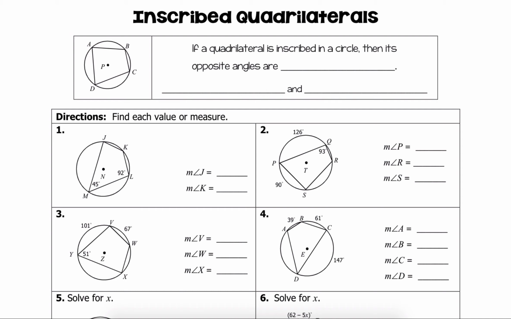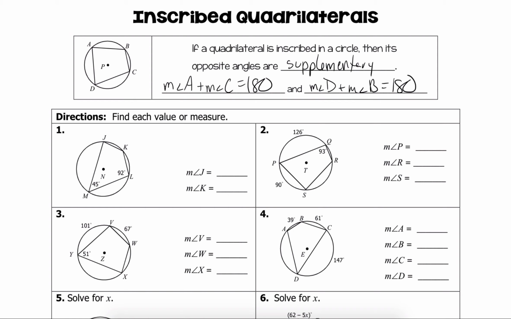So if a quadrilateral is inscribed in a circle, then its opposite angles are supplementary. We know that supplementary means adding up to 180, right? We've done that all year since chapter 1. So in this picture, the opposite angles are A and C and B and D. That means the measure of angle A plus the measure of angle C equals 180, and the measure of angle D plus the measure of angle B also equals 180. We're going to use that little bit of information to solve some problems.